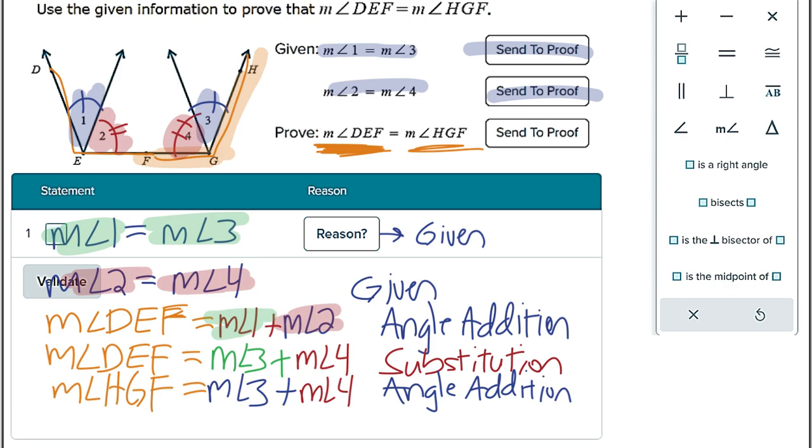So now we're almost done. Do you notice how those match each other right here? 4 and 4, 3 and 3. And then we have the measure of angle DEF and HGF. Well, we want to get to that. Well, since this is angle 3 and 4, and this is 3 and 4, those are essentially the same thing. I can just take this and substitute it into that.